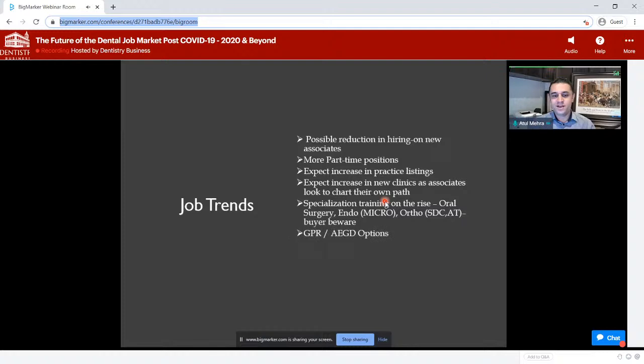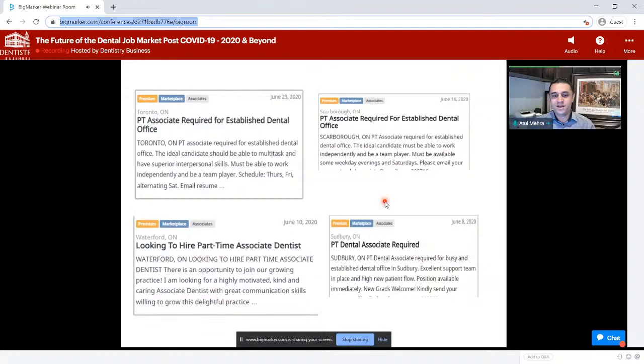We talked about earlier the GPR and the AEGD options. I think we're going to see more of that as well, where people might go back and continue to invest in their education to get more hands-on training. Because if somebody's getting a couple of days a week at an associate position and they need more experience, they may decide that's not enough for them and reach out to the American or Canadian organizations providing additional education.